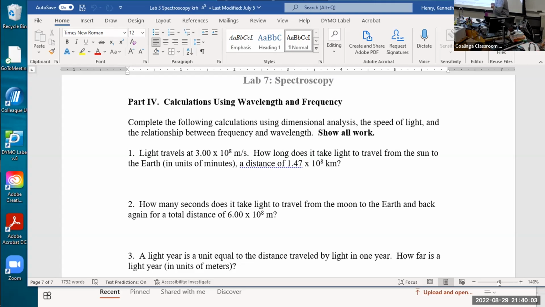Okay, how are you typing in the calculator? The 10 to the 8th cancels out, and there's one down here as well. They cancel out. Then all I have to type in the calculator is 1.47 times 1,000 divided by 3 and divided by 60.